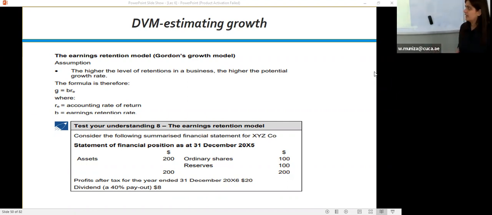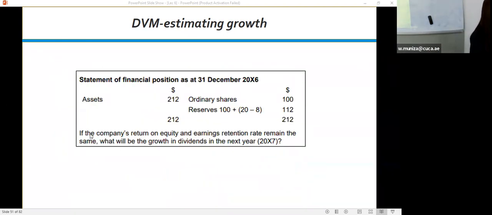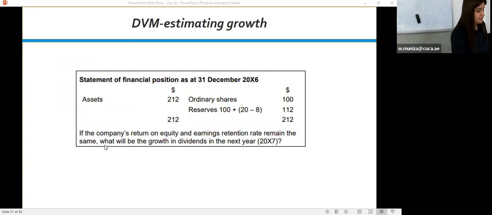So Gordon's growth model can also be used to calculate growth, where the formula is G equals B into RE, where B is the earnings retention rate. How many earnings are retained in the company is the earning retention rate. The question is understanding number 8. If the company's return on equity, that is return on capital employed, and earning retention rate B remain the same, what will be the growth in dividends in the next year, 2007?